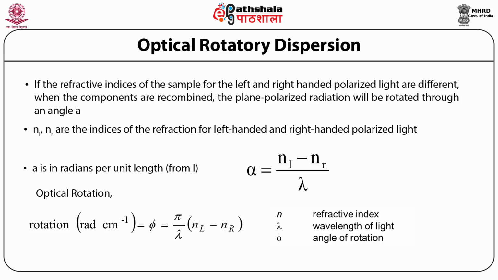And n_l and n_r are the refractive indices of left and right-handed polarized light. And alpha is the radian per unit length, given as (n_l minus n_r) divided by lambda. The optical rotation is defined as the radian per centimeter, phi equals pi by lambda into (n_l minus n_r), where n is the refractive index, lambda is the wavelength of the light, and phi is the angle of rotation in optical rotatory dispersion.